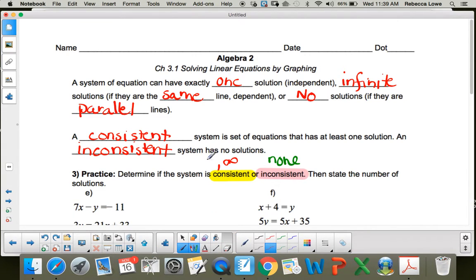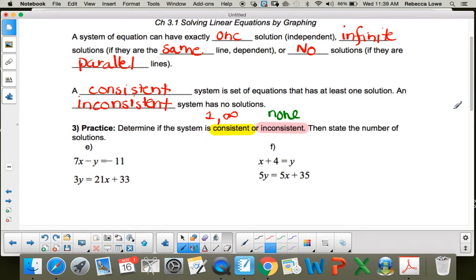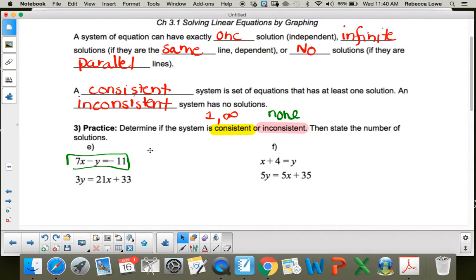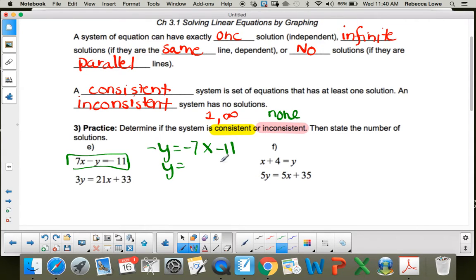So this one, it says determine if the system is consistent or inconsistent and state the number of solutions. So you're just determining whether there is one, infinite, or no solutions. And I'm going to do that by solving these both for y, and I'm going to compare the lines. So if I move the 7x over, I would get negative y equals negative 7x minus 11.